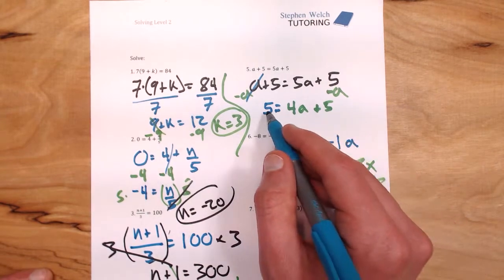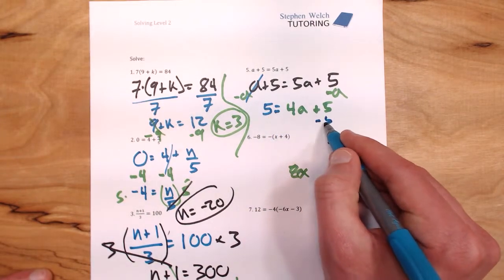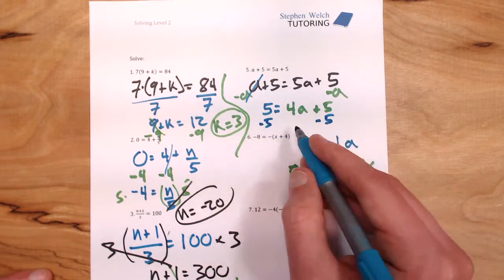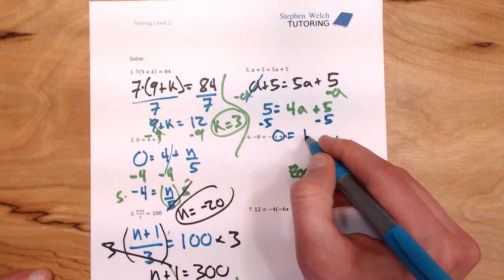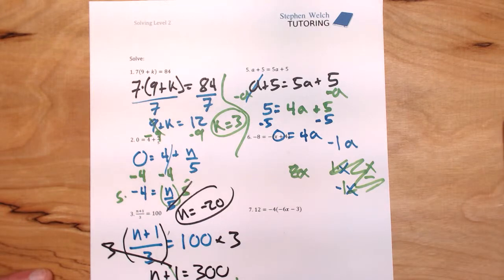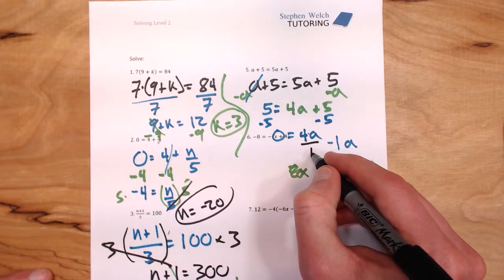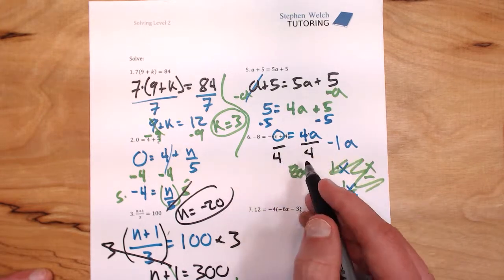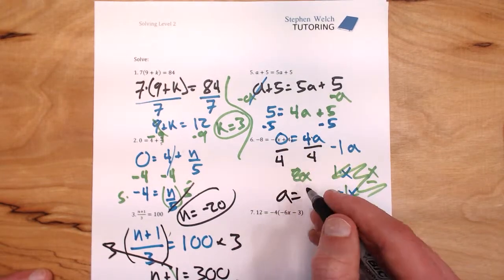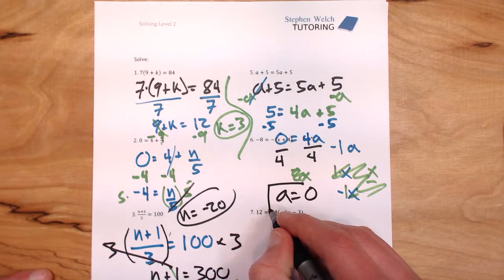Now I'd like to move this 5 over. So to do that, I'm going to subtract 5 from both sides, and I get 0 equals 4a. Almost there. I don't really like this 4 being here, and they're multiplied right now. So I'm going to divide, and I get a equals 0 over 4, which is 0. So there you go.